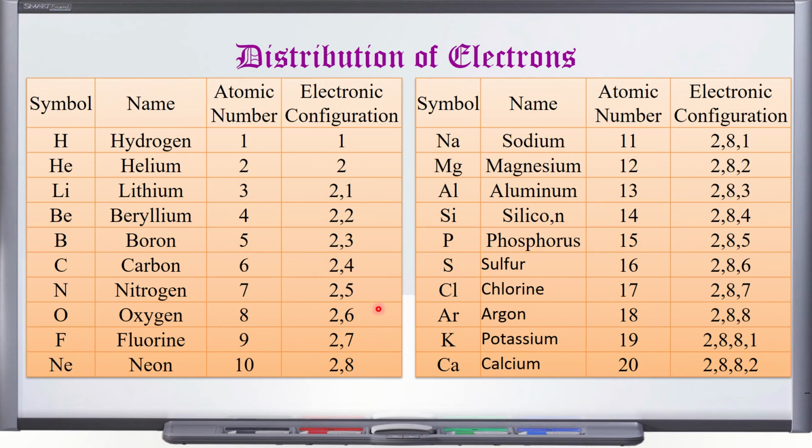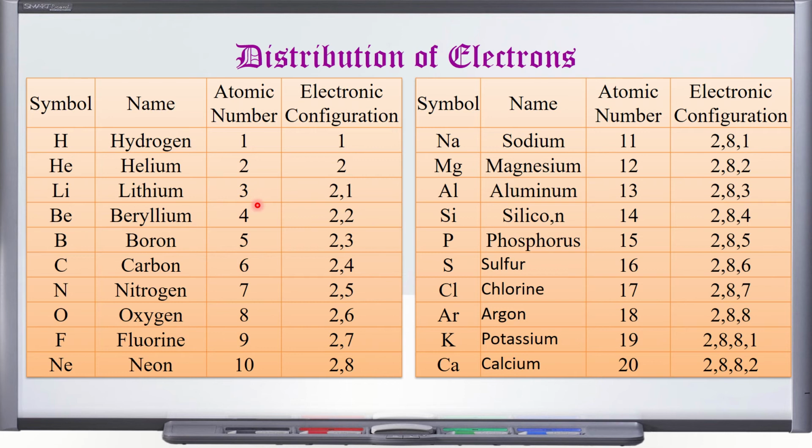The electronic configuration of some elements from atomic number 1 to 20 is shown here. Look here, the hydrogen atom has atomic number 1, so it has only 1 electron. So 1 electron is present on the first shell of the hydrogen atom. Helium has 2 electrons, so they are present on the first shell of the helium atom.